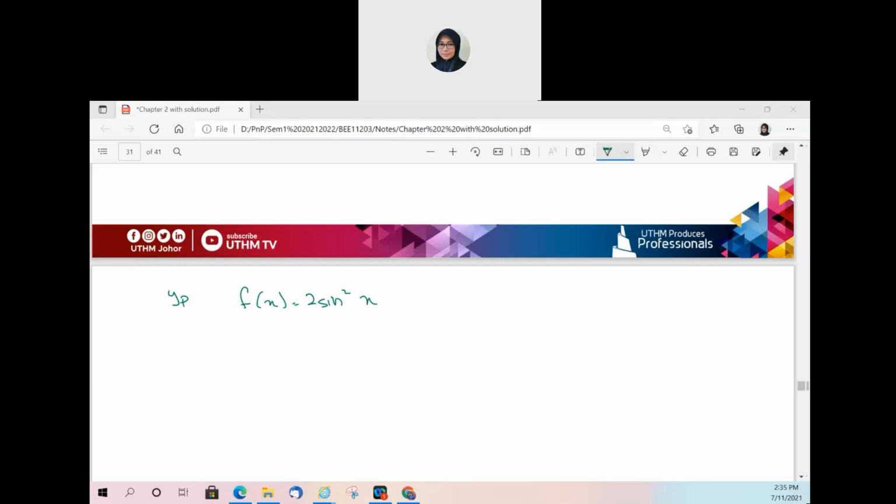Sin square x. Macam mana? Integrate kot. Okay, sin square x.